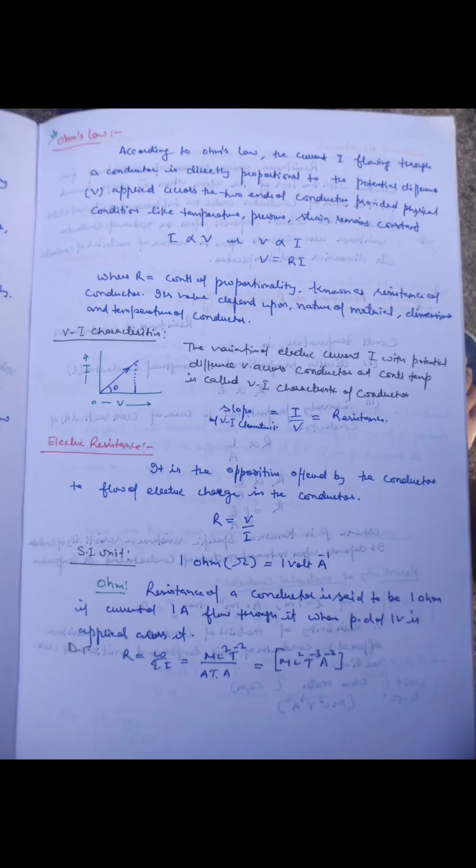According to Ohm's law, current flowing through a conductor is directly proportional to the potential difference applied across the conductor. V = IR, where R is the resistance of the conductor. It is the opposition to the flow of the current by the conductor. SI unit of resistance is ohm. Ohm is equal to volt per ampere.